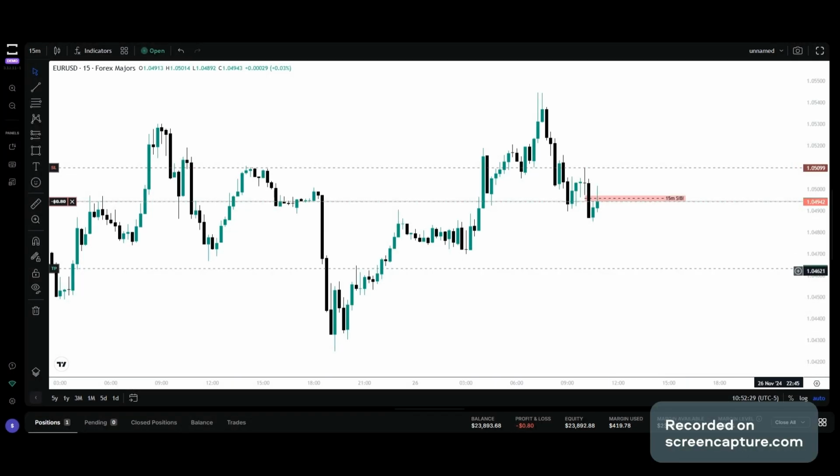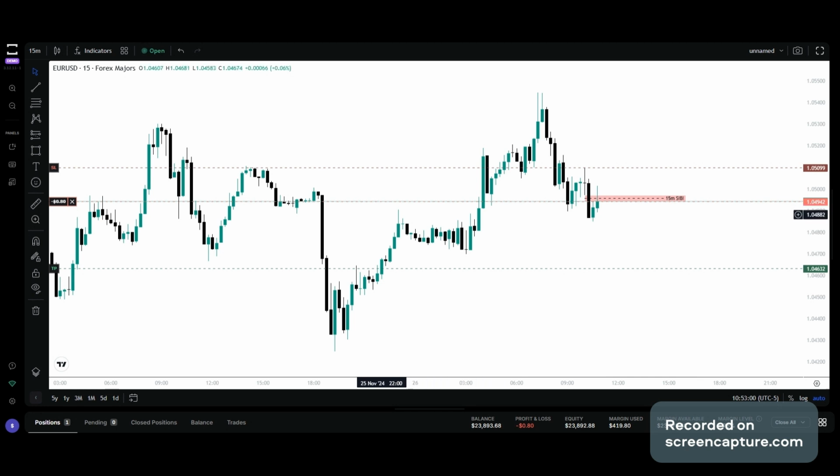So I'm back on the charts this morning, and I just got into a Euro USD short. The time is 10:52. It is November 26th, 2024. And so basically, what we have here is a market maker sell model for Euro dollar. And I went short on a 15-minute sell side imbalance, buy side inefficiency.